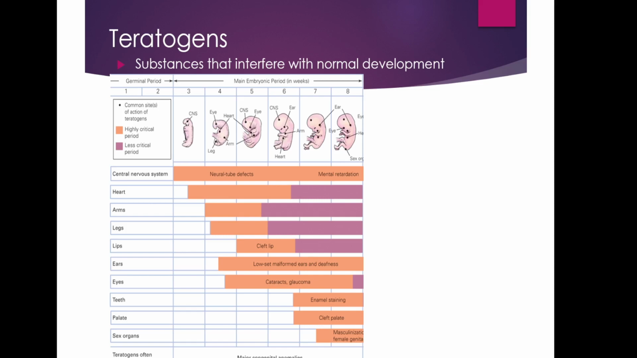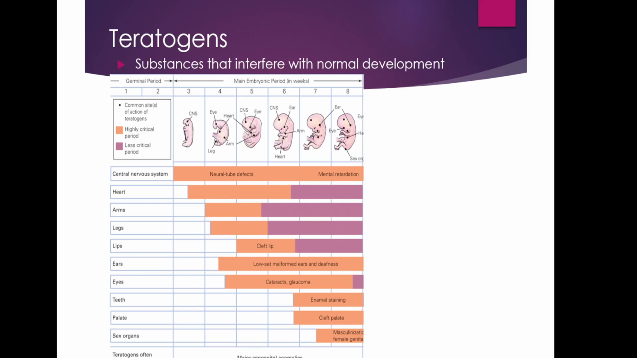We start with week 3. So what you see is that the areas that are colored orange are what we call highly critical periods. So if a teratogen is present during this point in development, there's a very high probability that there will be a negative effect from it.